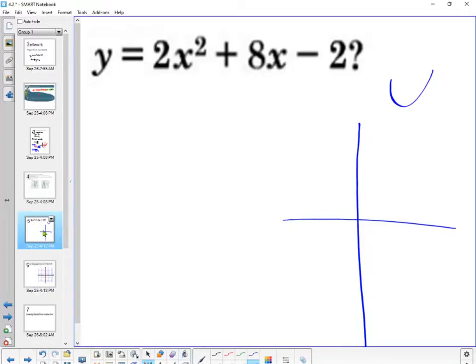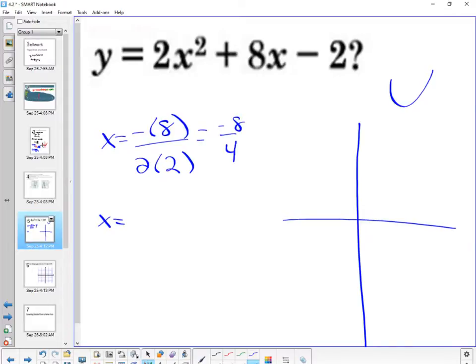I know that the axis of symmetry is going to be at opposite B over 2A, correct? What's my B value? 8. They always go A, B, C. And this is 2, correct? That means that my axis of symmetry, let's see here, this is negative 8 over 4. My axis of symmetry is at negative 2. Okay? Show me thumbs up if you got that. Thumbs down if you're not. Where'd you get that bottom 2 from? The formula is negative b over 2a. So that's where this 2 came from. The parentheses came from those.